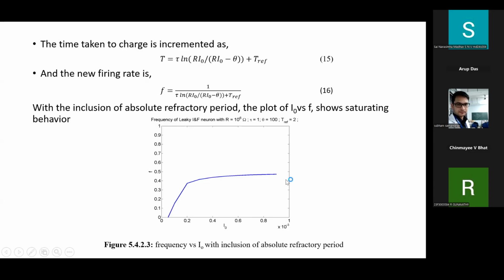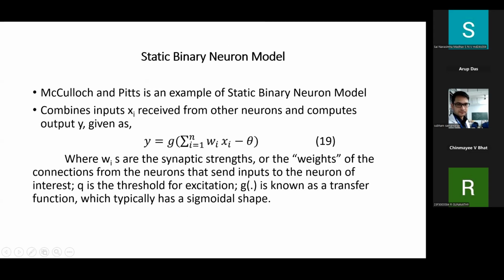This curve starts looking a bit like the frequency response that you got for the Hodgkin-Huxley model, right? One thing is, in the Hodgkin-Huxley model, after a point, there is no spiking at all, so the curve ends at some point. In this case, the curve doesn't end. It will asymptotically approach this value, 1 over T ref.